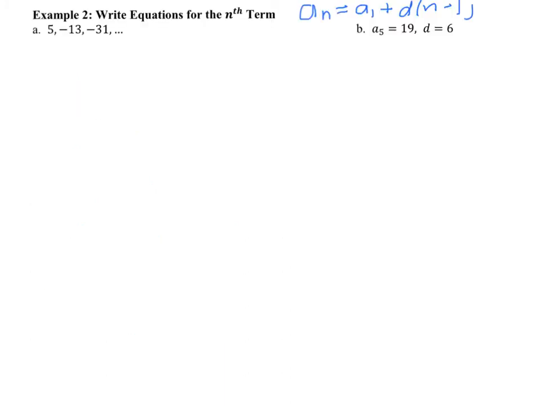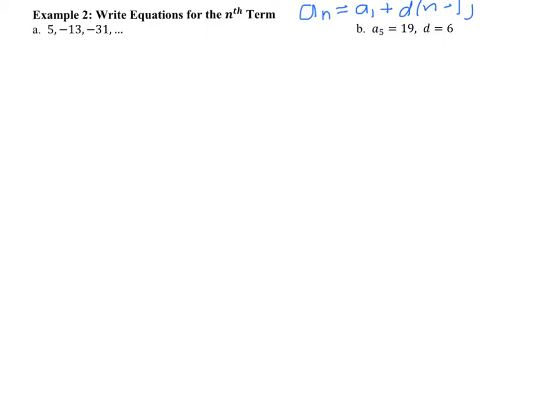In example 2, we're writing equations for the nth term. So what this means is we're going to be writing equations where we leave the value of n in the equation. That way, if I ask you for the 100th term, all you're doing is plugging in 100 for n. If I ask you for the 6th term, all you're doing is plugging in 6 for n. So this is a general formula that we're writing.